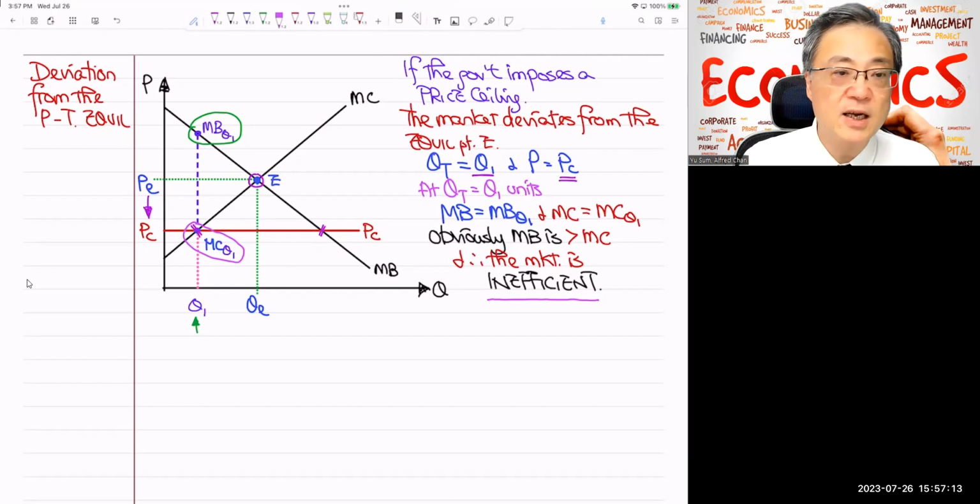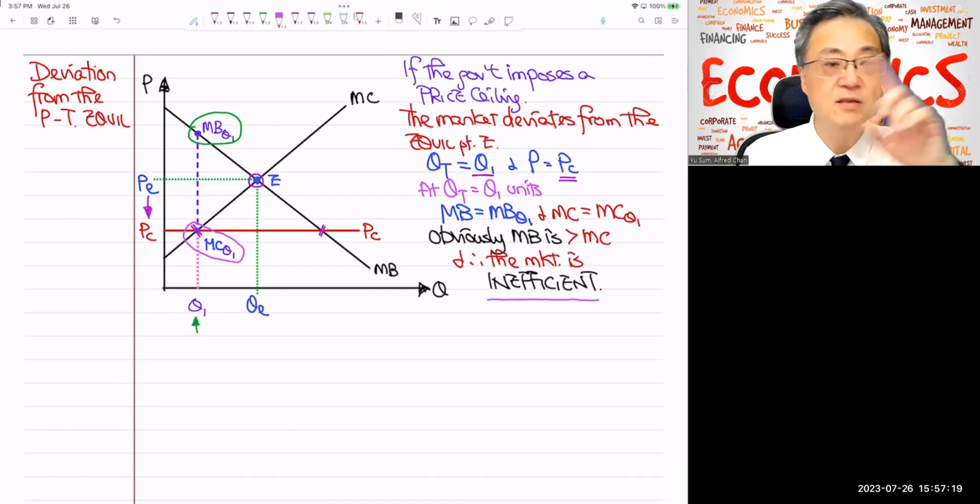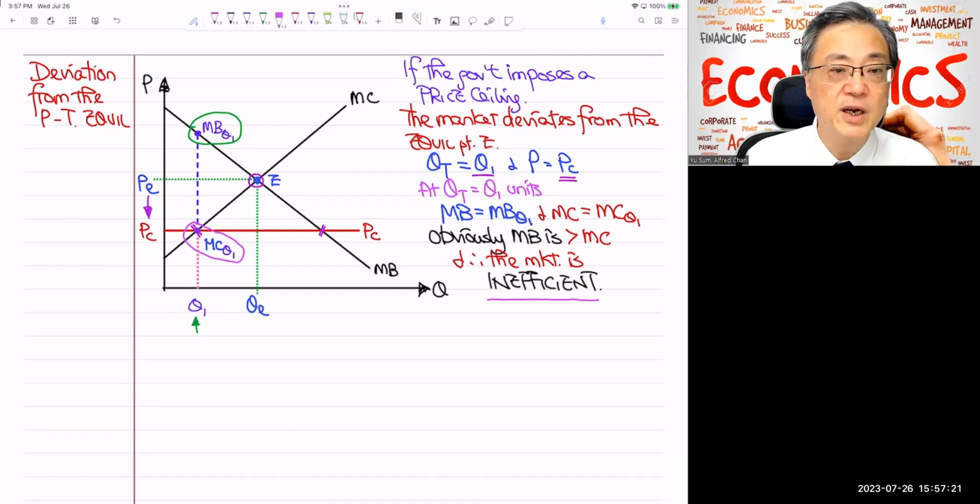All right. In later sessions, we will deal with different situations that deviate from the equilibrium, and all of this will definitely cause inefficiency.